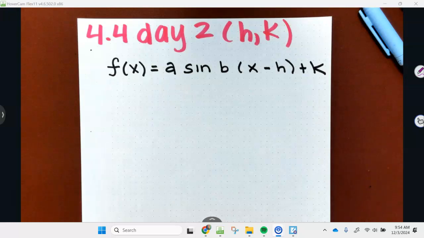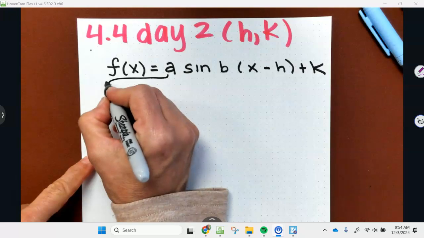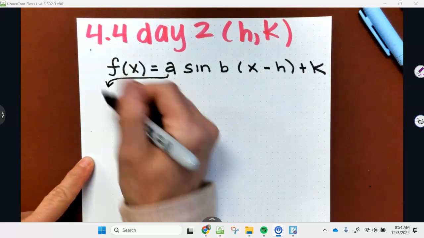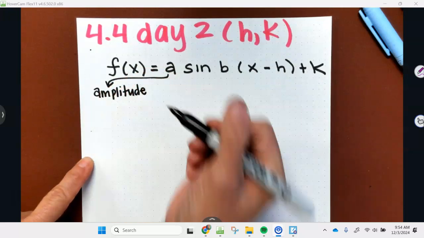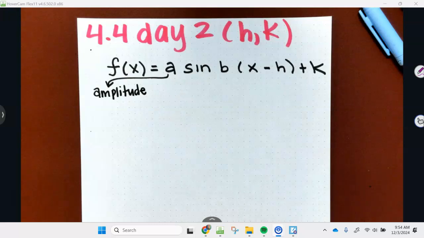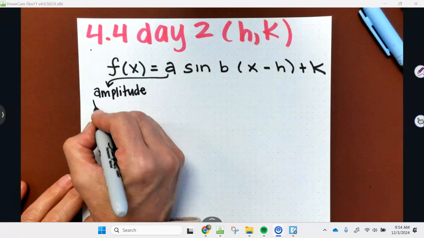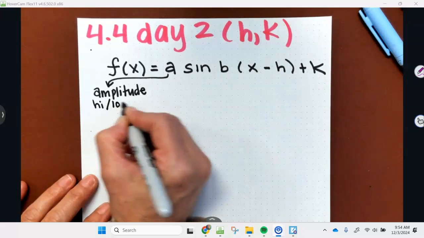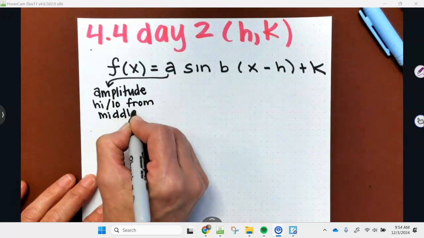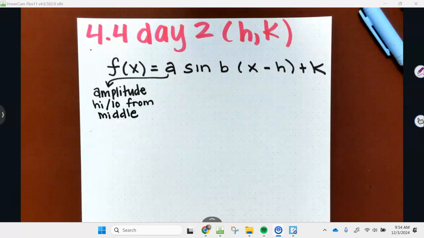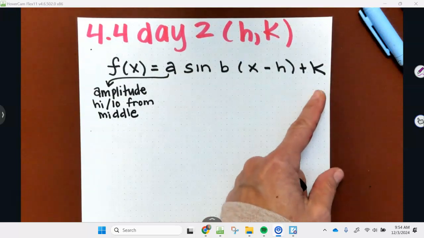All right, so the first thing that I want to talk about is the A. You know that's the amplitude. And that is how high and how low the waves are for sure from the middle. Yesterday, it was always from the x-axis. It was kind of easy yesterday. But remember, this is always highs and lows, and I'm going to abbreviate, from the middle. And the middle is not necessarily on the x-axis anymore. The middle is this guy right here.